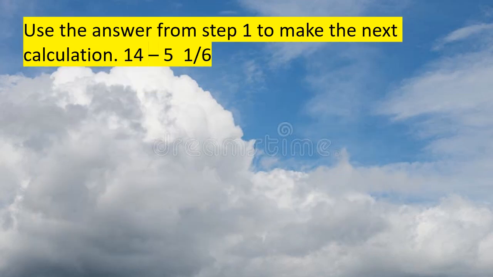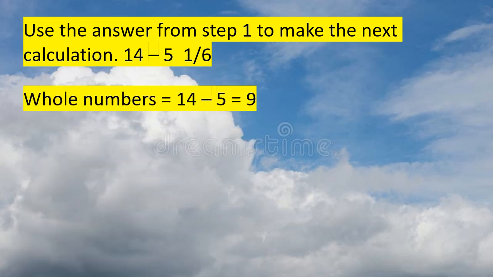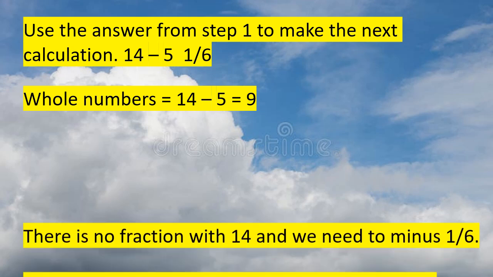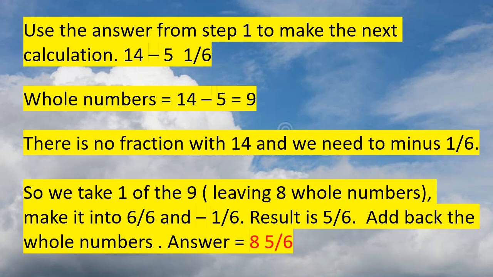Use the answer from step 1 to make the next calculation. So it's 14 minus 5 1 by 6. Whole numbers are 14 minus 5, which is 9. And there's no fraction with 14, and we need to minus 1 by 6. So how do we do that? We take 1 of the 9, leaving 8 whole numbers. We make the 1 into 6 by 6, and then we minus 1 by 6 from 6 by 6, and the result is 5 by 6. Add back the whole numbers, and the answer is 8 5 by 6.